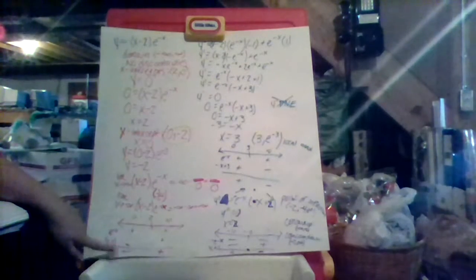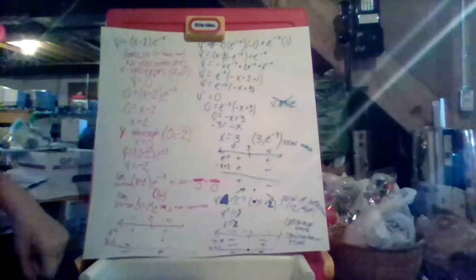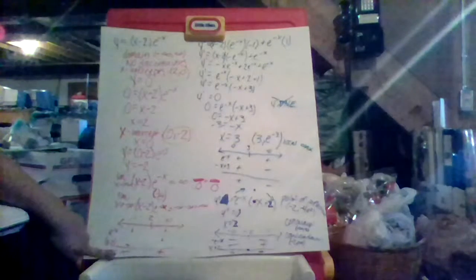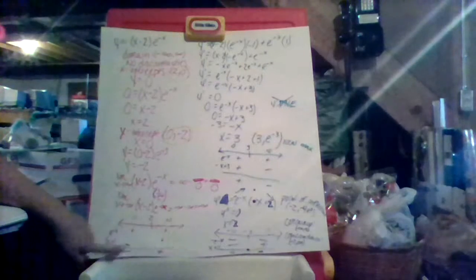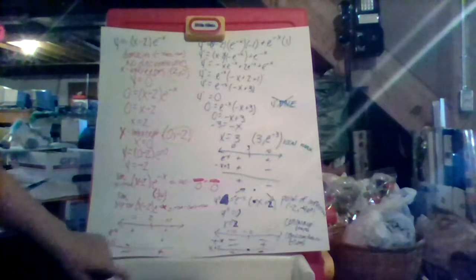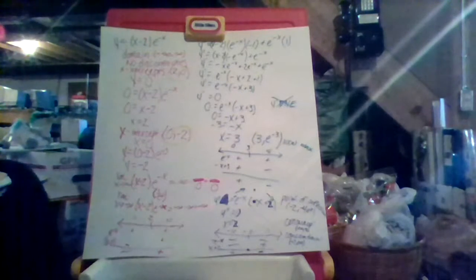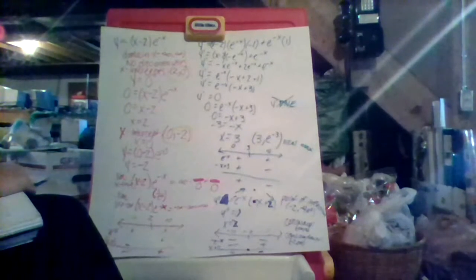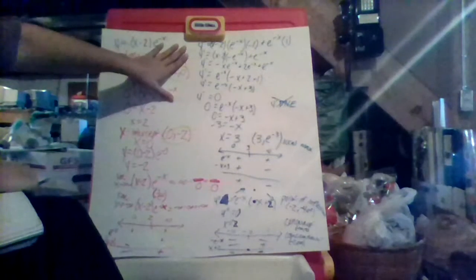0 minus 2 will give us a negative number. 10 minus 2 will give us a positive number. If you multiply these two factors together, we're left with negative on the interval from negative infinity to 2, and positive on the interval 2 to positive infinity. And that's all we can tell from our original function. So we can move on to the derivative.